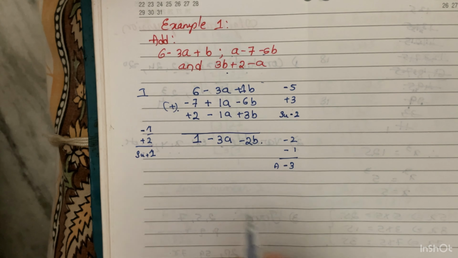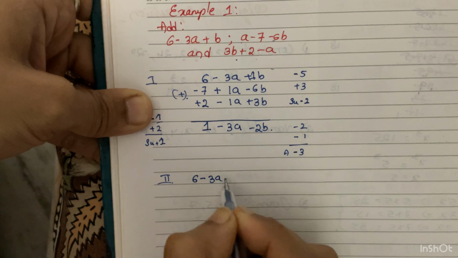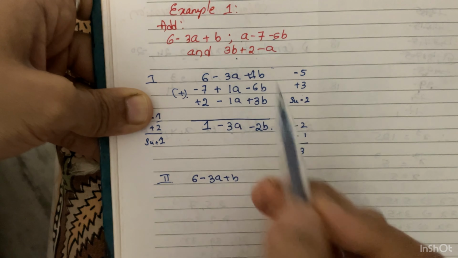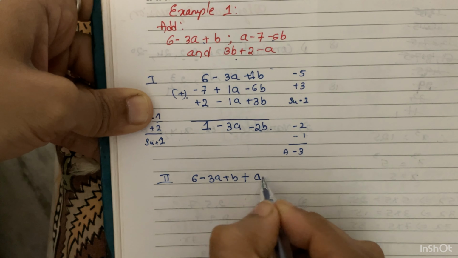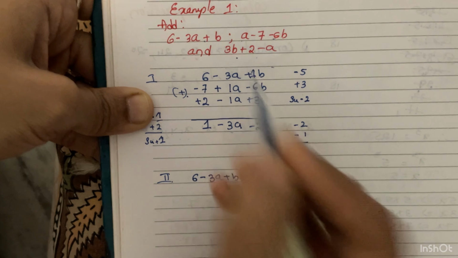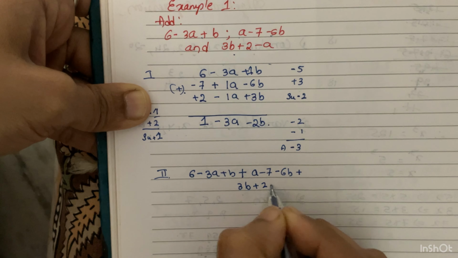Now I'm going to teach the another method, second method here. In the second method, let me write the first polynomial, that is 6 minus 3a plus b. So what we are doing here, we are just adding these 3 polynomials. Okay, now let me put an addition sign in between these two. I'll get a minus 7 minus 6b. Again with this plus 3b plus 2 minus c.